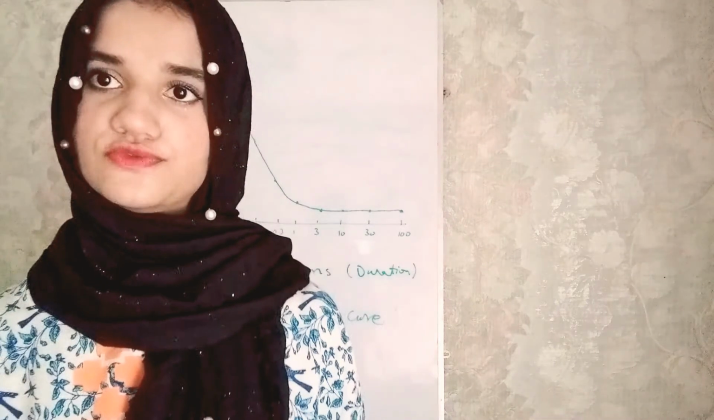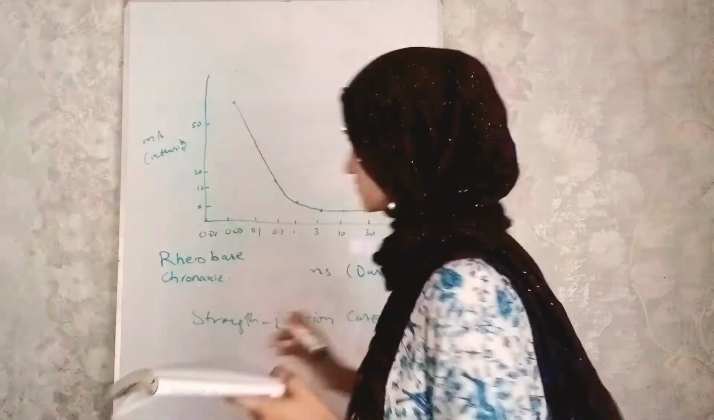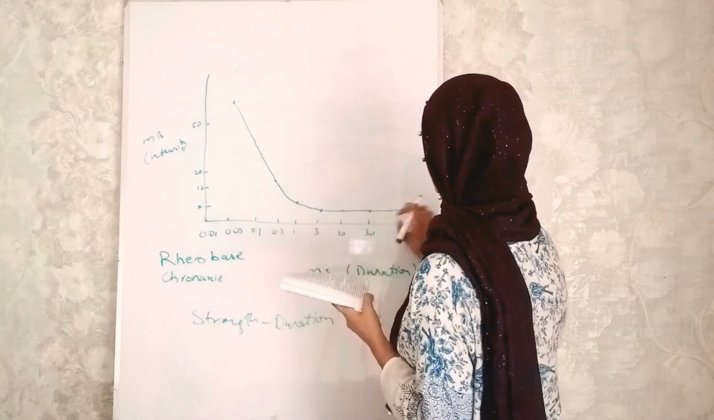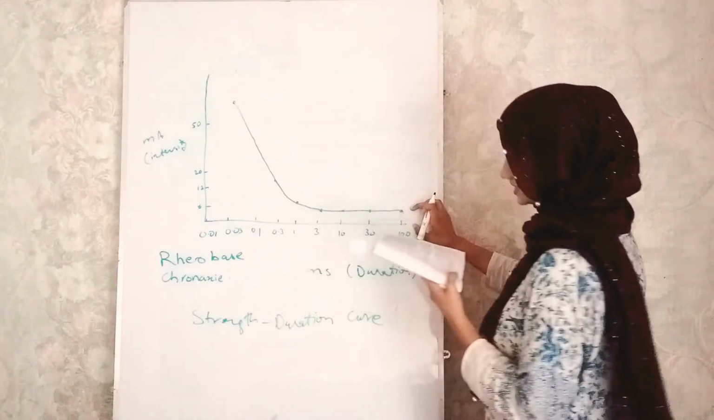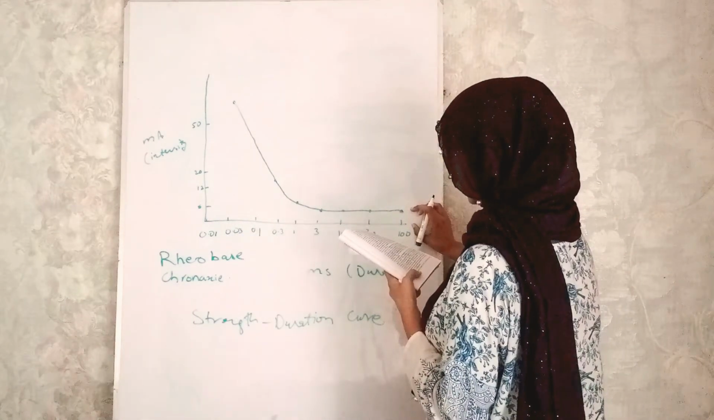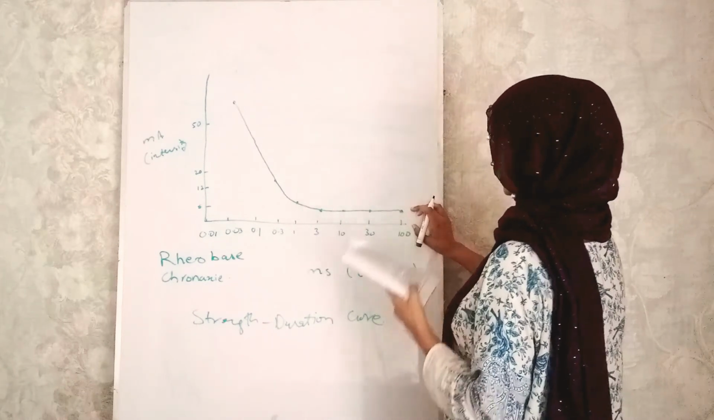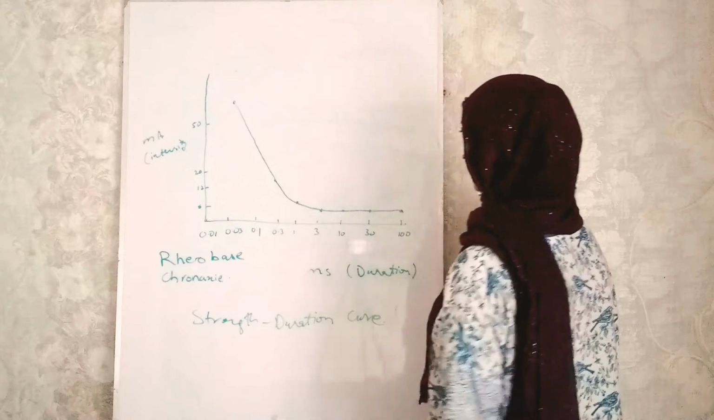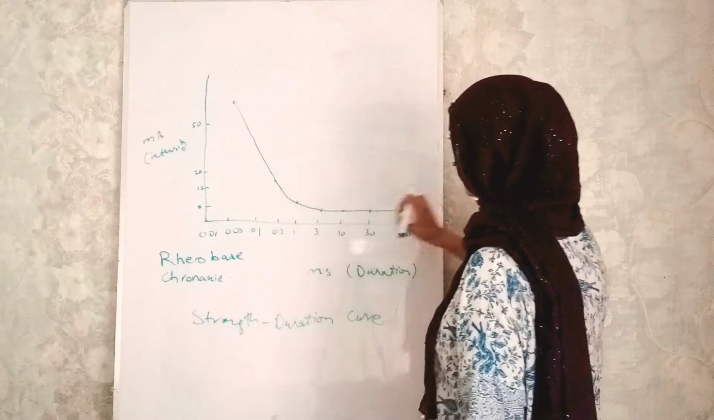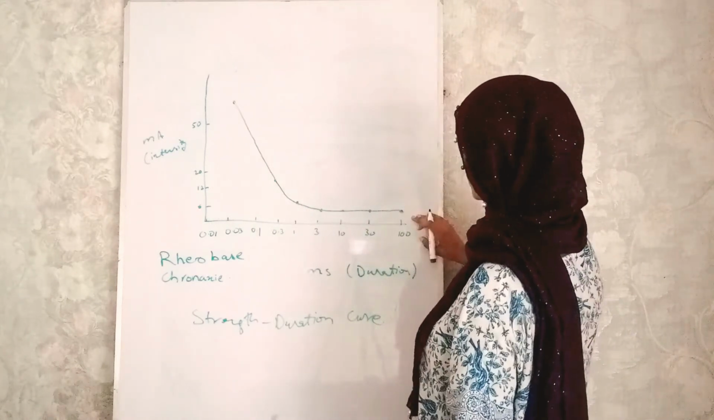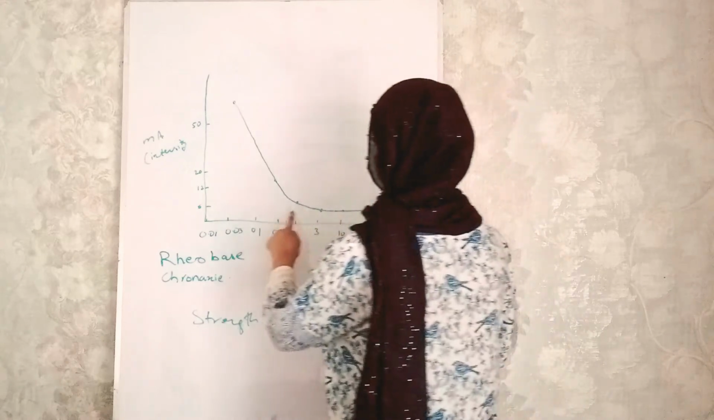What is meant by Rheobase? What is the definition of Rheobase and what is meant by Chronaxie? Rheobase is the minimum intensity of the current. Here you can see, this is the minimum intensity. The minimum intensity of the current that will produce a response if the stimulus is of infinite duration. So the minimum intensity of the current that will produce a response if this duration is infinite.